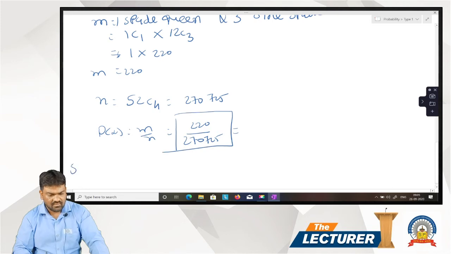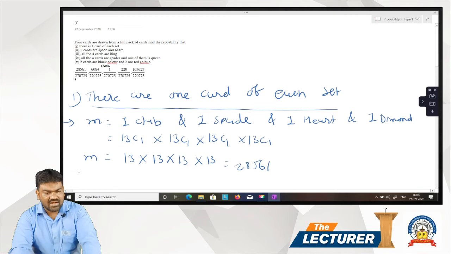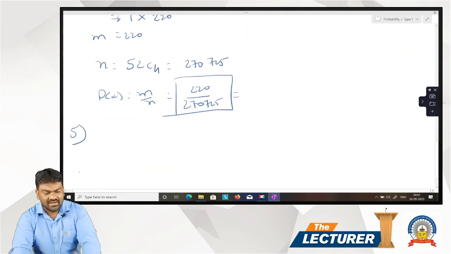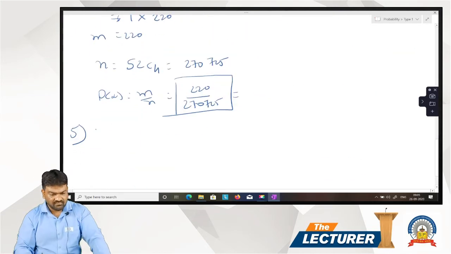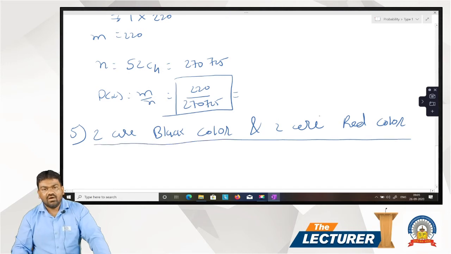Next, last, fifth. 2 cards are black color and 2 are red color. It is about color. 2 are black color and 2 are red color. There are total 13 multiplied by 2, that is 26.